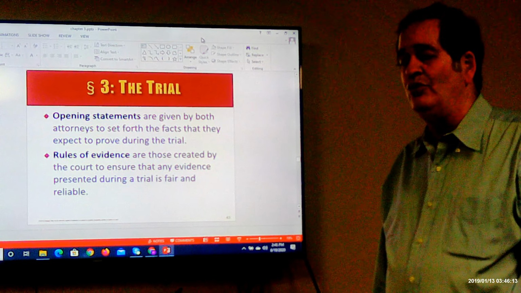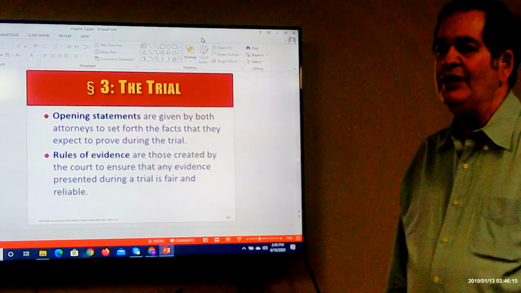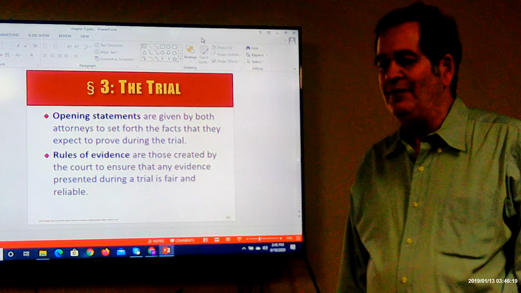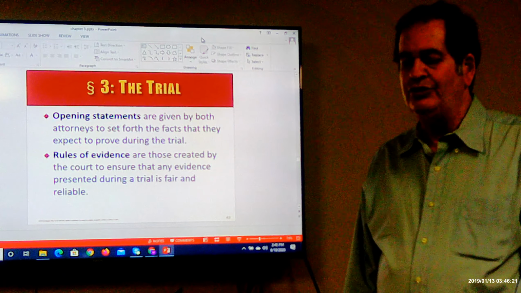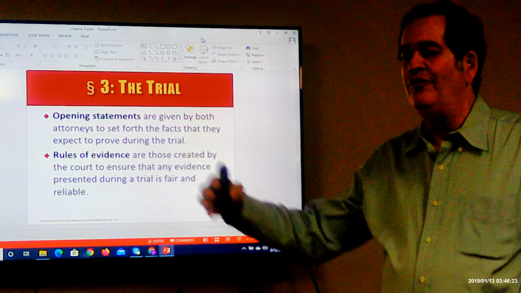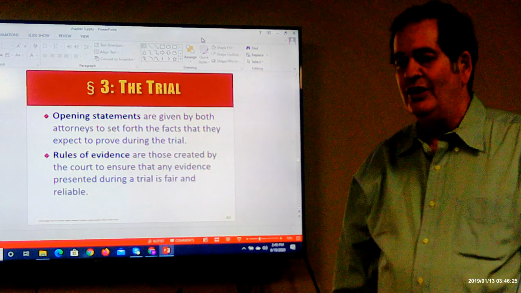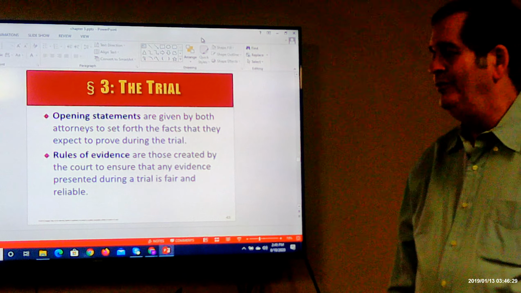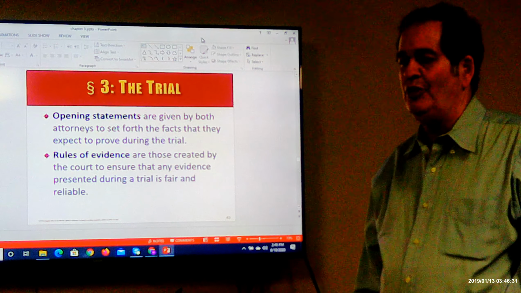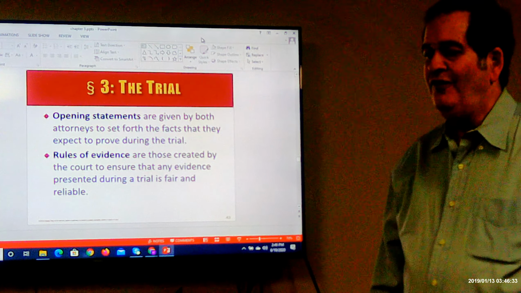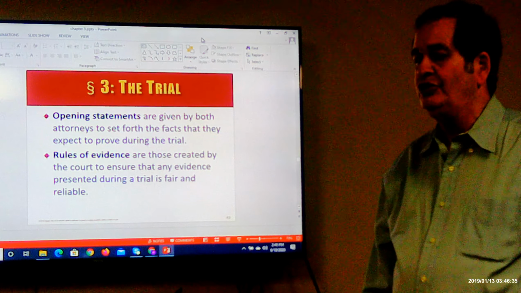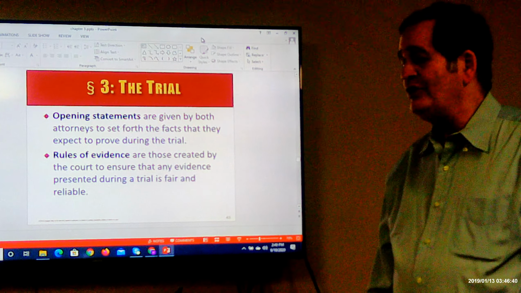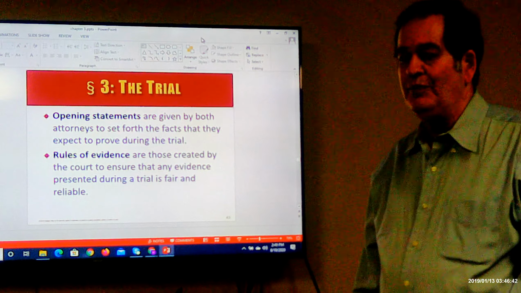Okay, the only main rule with regard to opening statements is that you cannot argue. Argue is where you take something that was introduced and you argue from it some other point which may or may not necessarily follow. In opening statements, generally you're just supposed to say what you expect the facts to prove based upon the evidence you're going to present. No arguing.